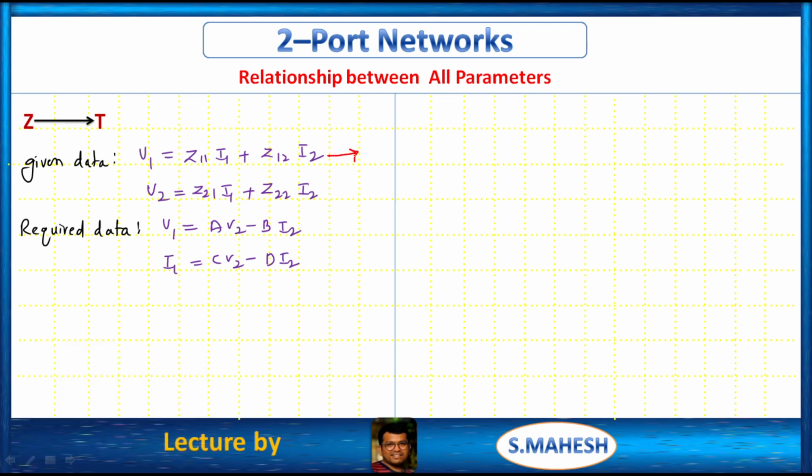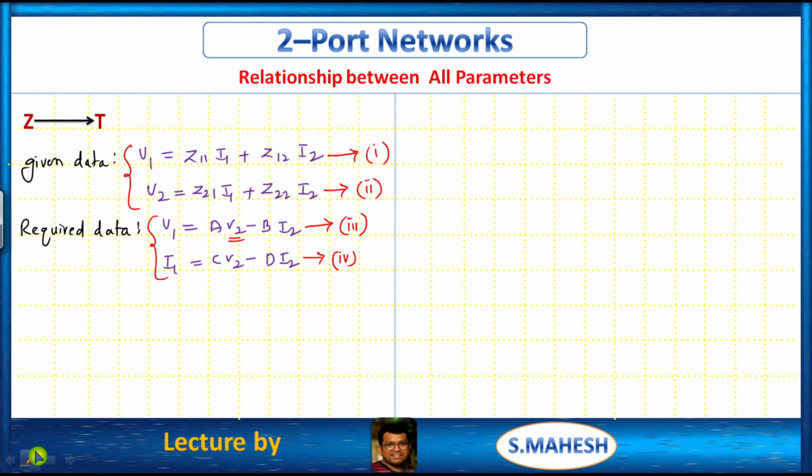This is equation 1, this is equation 2, this is equation 3, this is equation 4. Now we have to manipulate only equations 1 and 2, only this set, not this set. Here I am considering equation 4, because we have to compare equations 1 and 3. Here we have Z12 I2, here we have minus BI2. We only have to replace this V2.